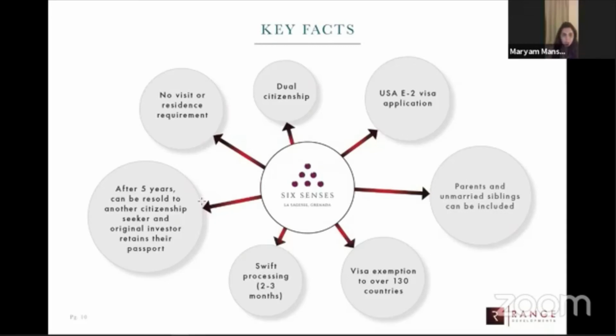Why is it important? These projects are limited in the number of investors that they can take. Again, those numbers of investors are dictated by the government of that country, given the size of the project. And obviously, as all the gentlemen on this panel have done such a wonderful job of explaining, the US E2 visa access is priceless on the Grenadian citizenship.